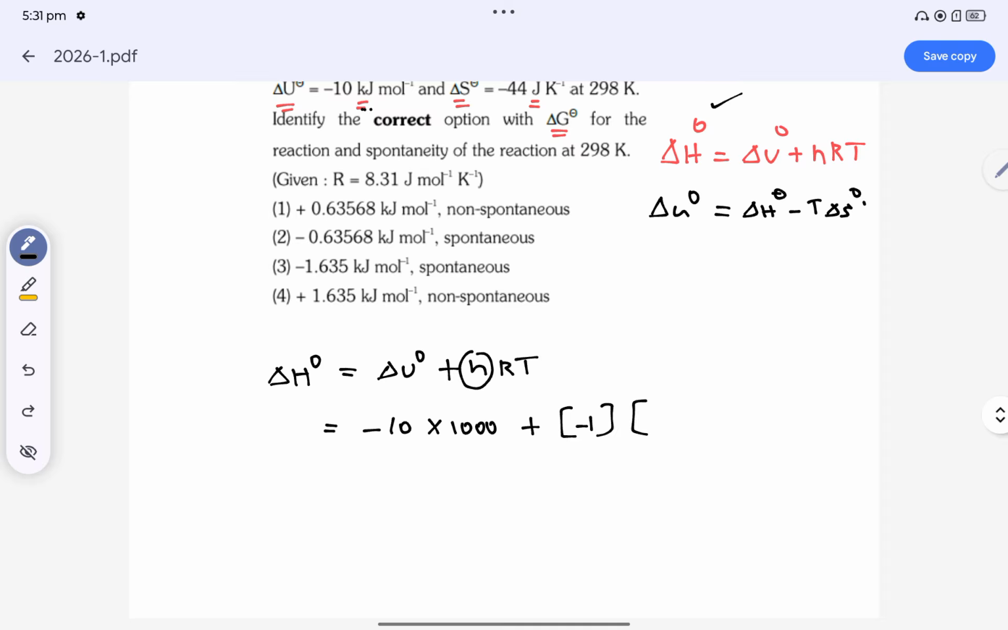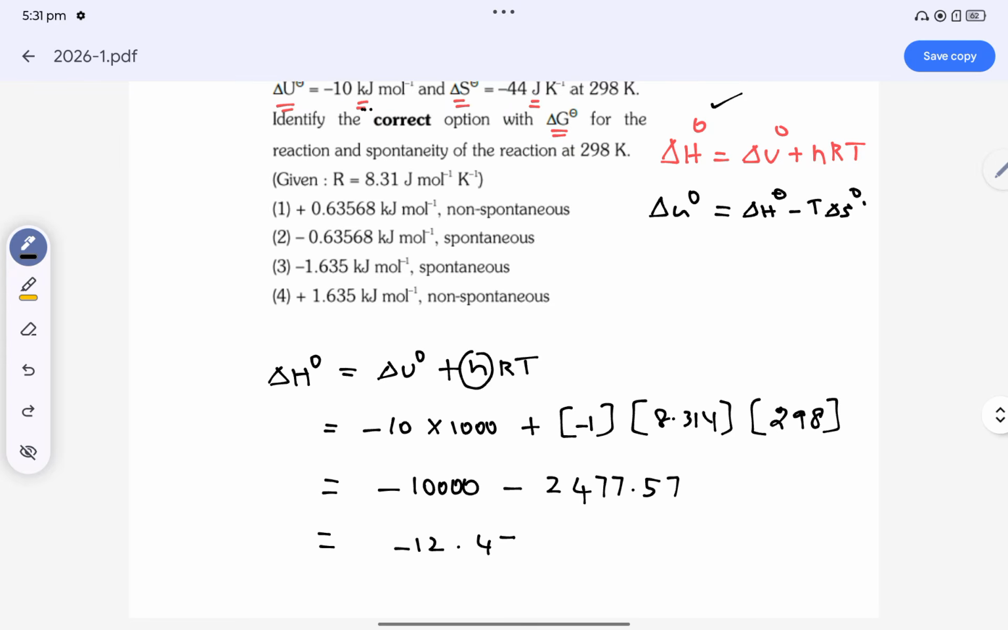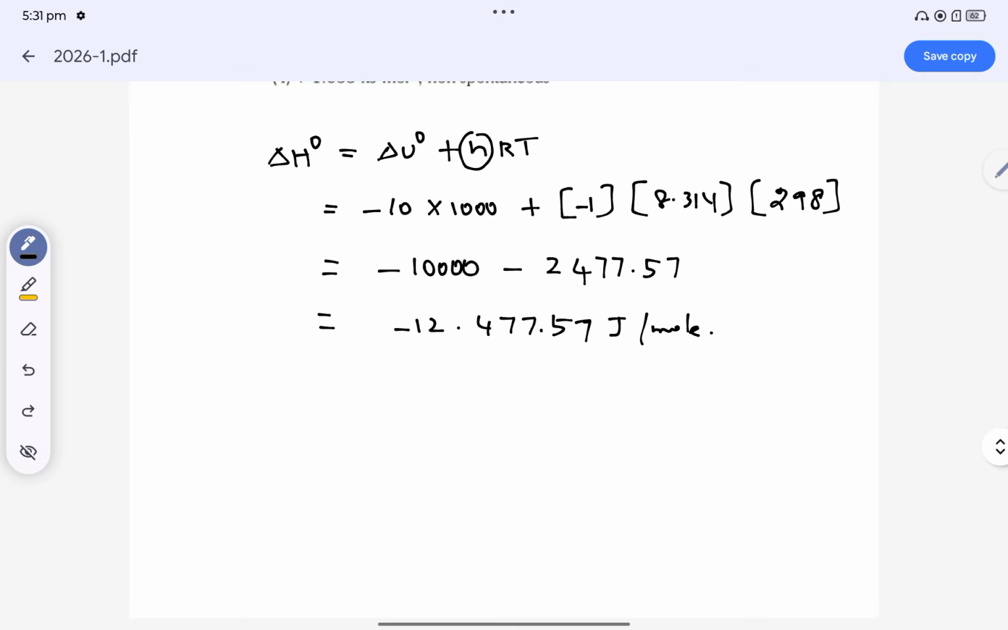R is 8.314, and we put the temperature as 298 Kelvin. So finding the value, it is found to be minus 10,000 minus 2477.57. We may get the value minus 12,477.57 joule per mole. Once we find the delta H value, you try to find the delta G value. Delta G naught is equal to delta H naught minus T delta S naught.